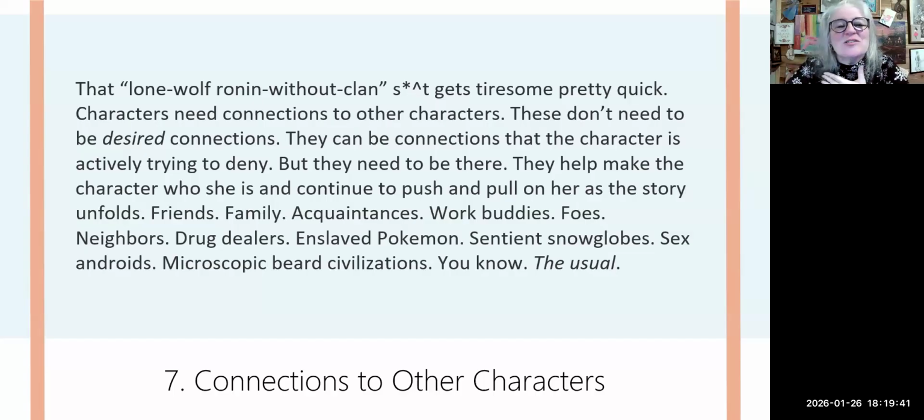Maybe it's not funny to you, it's funny to me. But it's exactly what we're talking about here, that connection to other characters. It could be characters that they embrace, that they wholly want on their team, but it can also be people that you try to push away.